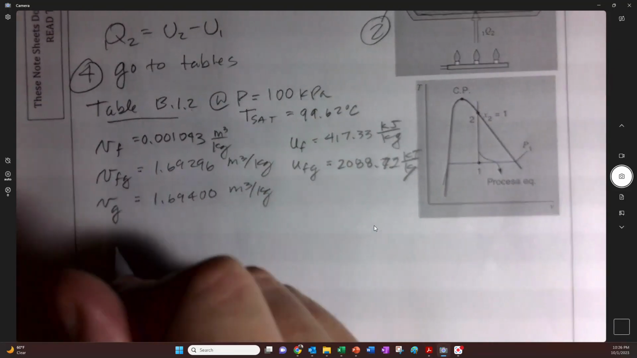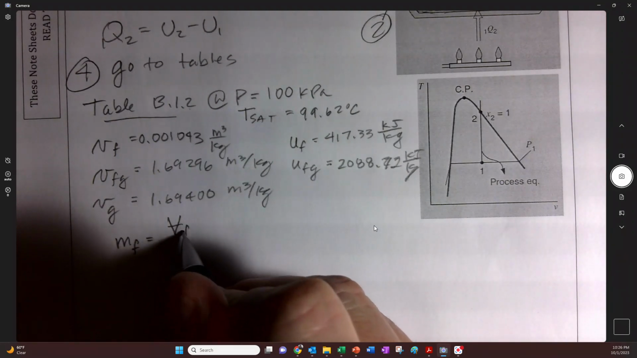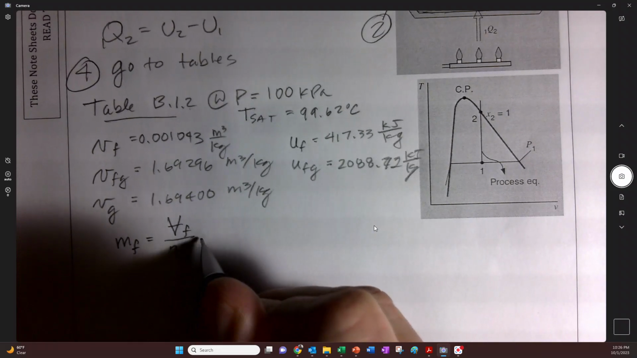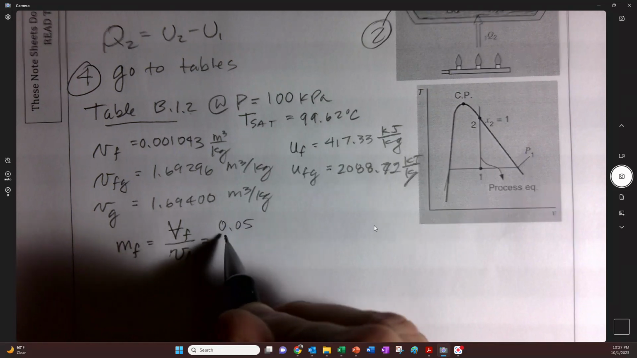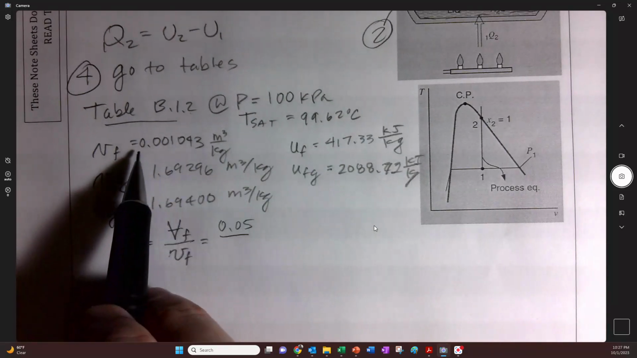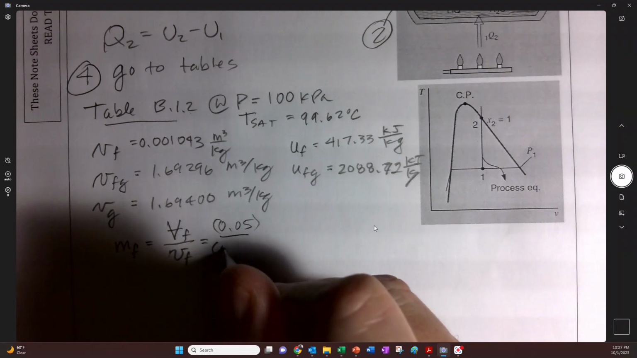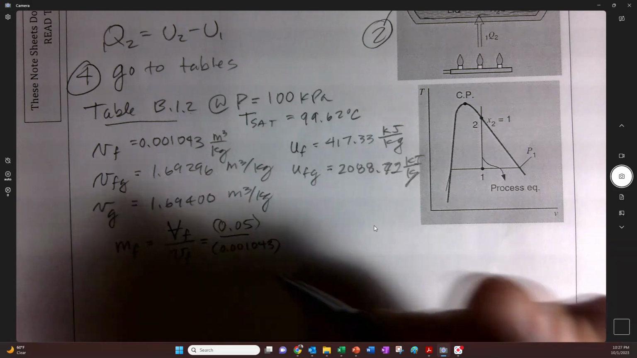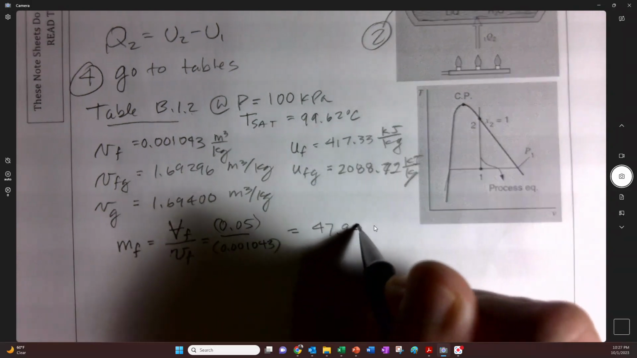The mass of the fluid is going to be the volume of the fluid divided by the specific volume of the fluid. They told us the volume was 0.05, and we just looked up that its specific volume is 0.001043, and therefore we get 47.94 kilograms.